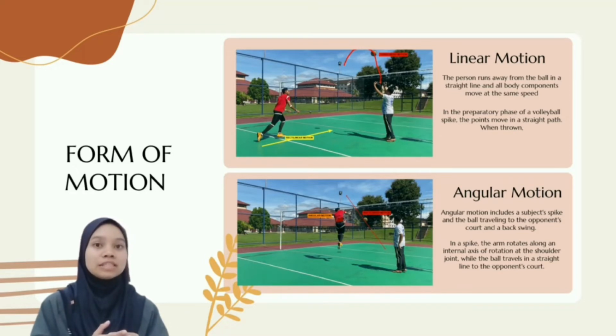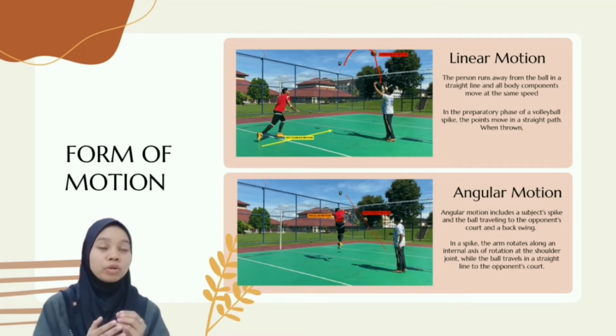Next, linear motion happens in the preparatory phase of a volleyball spike. The point moves in a straight path. When the athlete throws the ball into the sky, the ball will have a curve. It's called curvilinear motion.